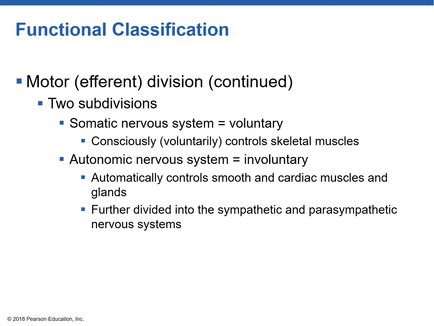If we're looking at the motor division in a little bit more detail, we can break that down into two subdivisions. Somatic nervous system, which is voluntary. This is going to consciously control skeletal muscles. And then the autonomic nervous system, which I mentioned previously with that little kind of map of the nervous system. This is going to automatically control smooth and cardiac muscle as well as glands. And it's further divided into the sympathetic and parasympathetic nervous systems.